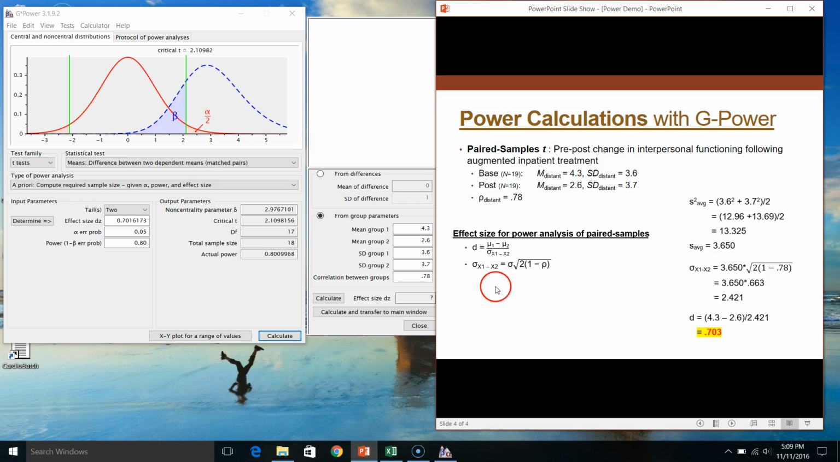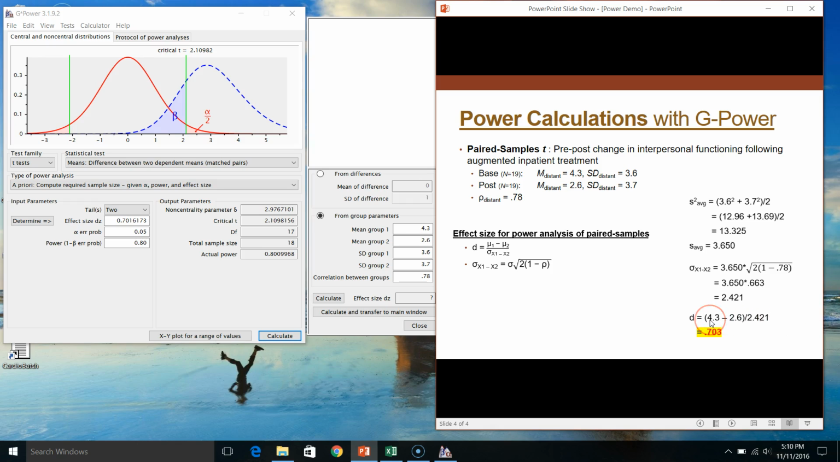Okay, and so then to get our standard deviation of x1 minus x2 for the purpose of calculating power, we would take 3.65, multiply this by the square root of 2 times 1 minus the correlation between our measures, which is 0.78. Multiply that out. We get a standard deviation estimate of 2.421. And then we use this in the calculated version of our effect, specifically for the purposes of calculating power. This isn't an interpretable effect size that you would report, but for the purposes of calculating power, this is how we need to do it.